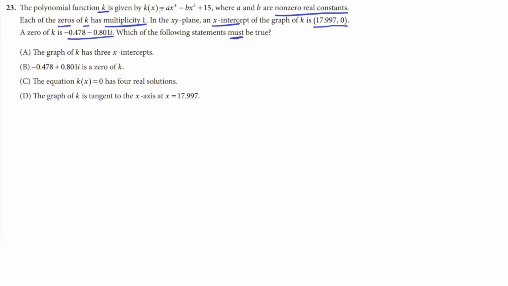So we have this function k of x, and we can see here that the highest degree, meaning the highest exponent of this function k, is 4. And since each of the zeros has a multiplicity of 1, we know that the equation k of x equals 0 has 4 solutions. We're told one of the solutions is x equals 17.997, which gives us a value of k of x, or y, in the xy plane, of 0. So that's one of the solutions.